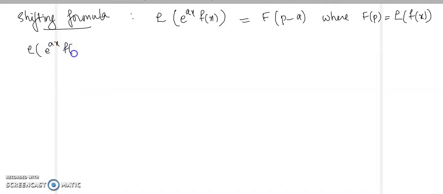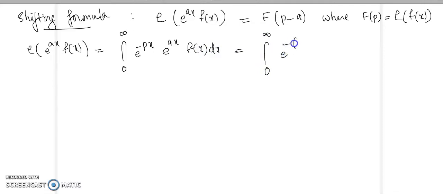So L of e raised to ax f of x will be integral 0 to infinity e raised to minus px into e raised to ax f of x dx. So this is equal to integral e raised to minus p, and you can combine these two exponential terms, so p minus a x, f of x dx. So this is in the form of the integral of a Laplace transform, where instead of p you have p minus a. So this will be equal to F of p minus a. So that is the required solution. So this is the shifting formula. So L of e raised to ax into f of x will be equal to F of p minus a.